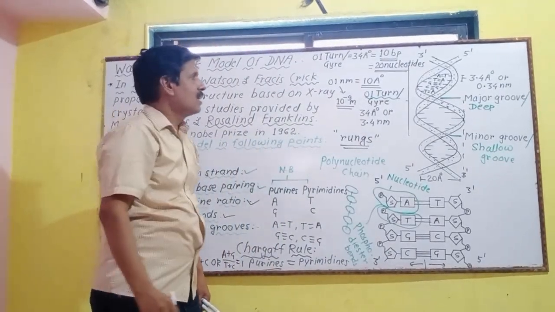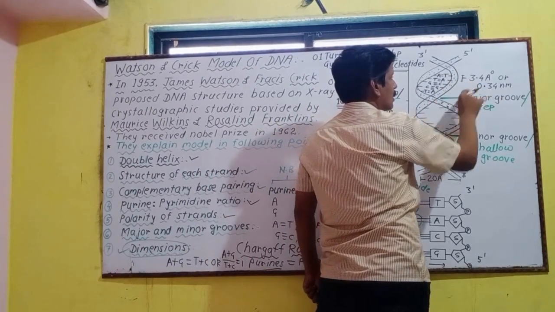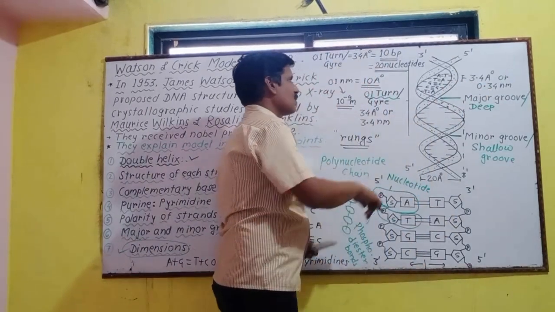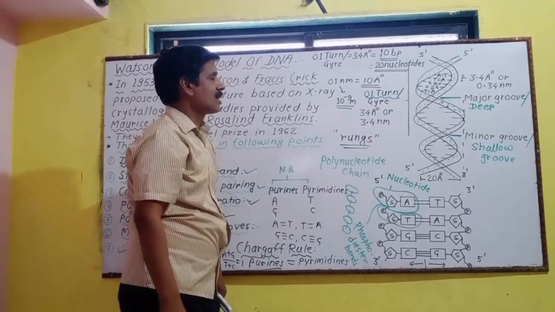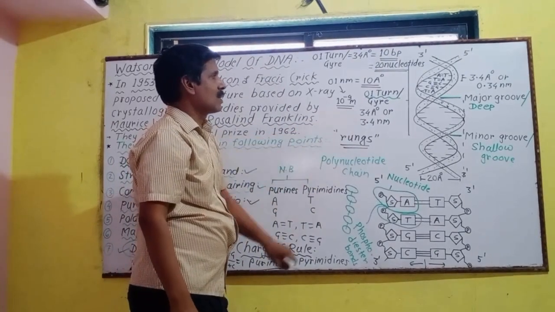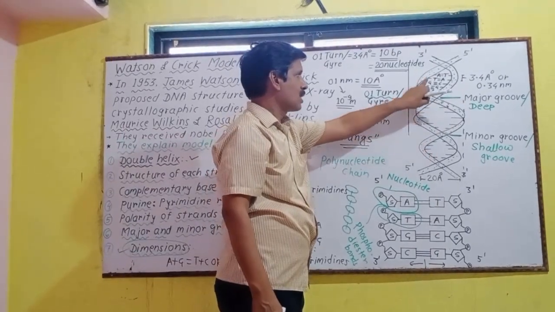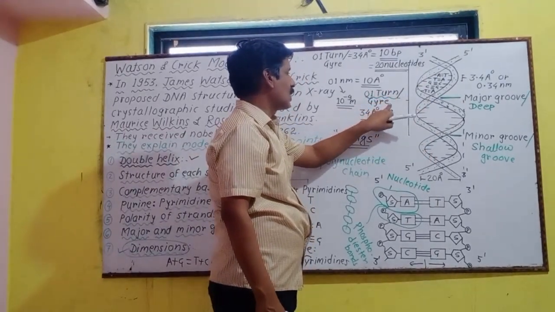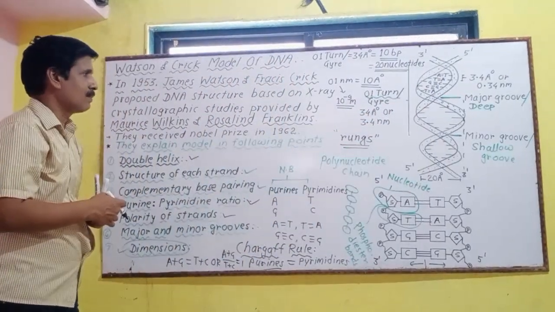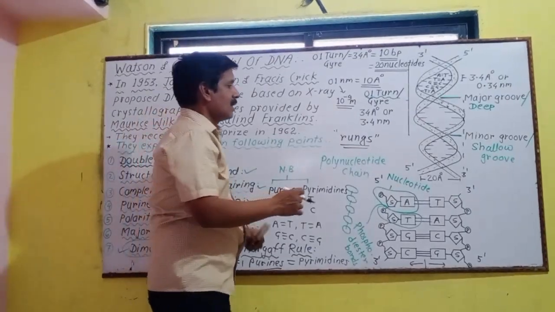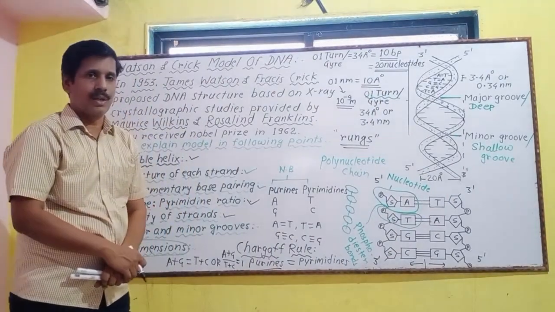Mind it well. Here the distance between two adjacent nucleotides is 3.4 angstrom or 0.34 nm, so as there are 10 base pairs, the total length of each turn is 34 angstrom. That is, 5 base pairs are present in this loop and 5 base pairs in this loop. These two loops are the one turn, also called the gyre, whose length is 34 angstrom or 3.4 nm. Again, the diameter between the two strands of DNA is 20 angstrom.